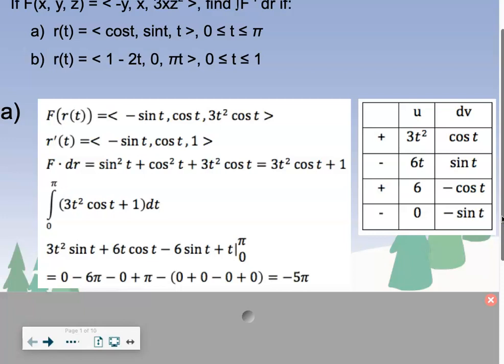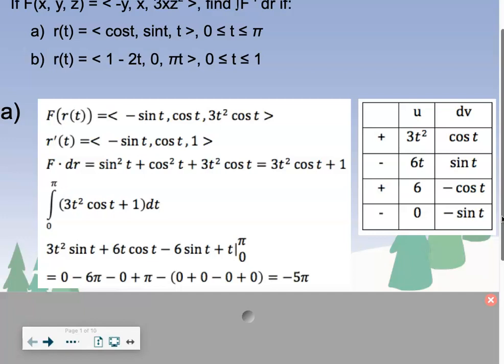Negative 5 pi. Negative 5 pi. You guys are so smart. Every single group got negative 5 pi. So well done. All right, one down. Look, I see a tab method right here. That's beautiful. Okay, good job.